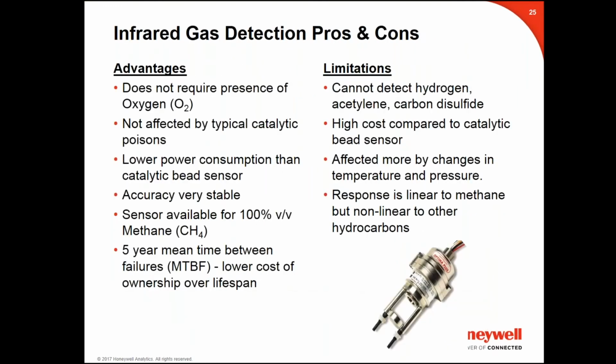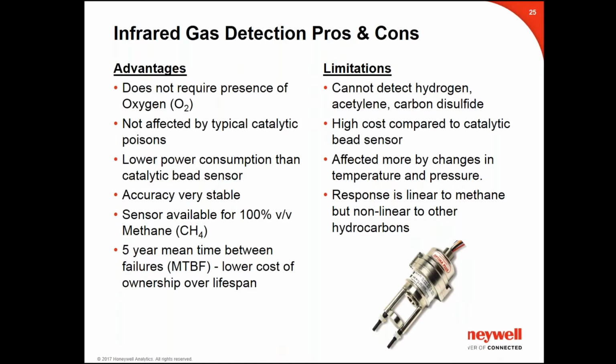So some of the advantages for infrared gas detection are that it doesn't require the presence of oxygen. Sensors are not affected by typical poisons or inhibitors. They have low power consumption when compared to the catalytic bead sensor. They are very accurate, very stable. The sensors are available for 100% by volume methane. And sensors have a 5-year mean time between failure, resulting in a lower cost of ownership over the lifespan of the sensor.